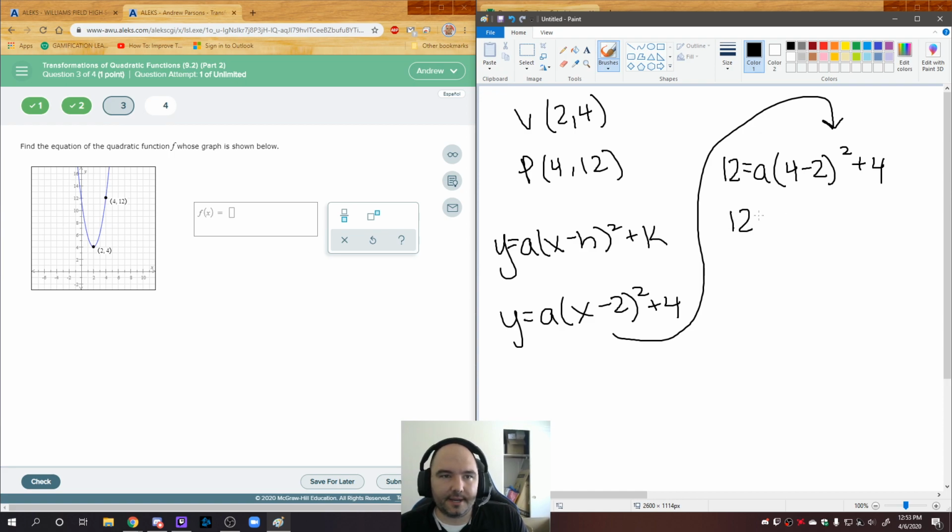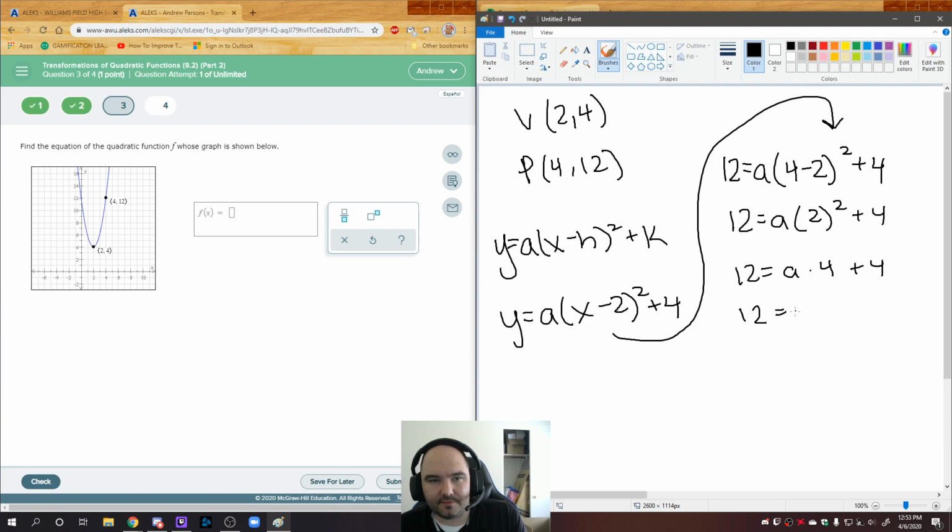But here, I'm going to get a 2 squared and 4. And this is going to be a times 4 plus 4. And since it was a times 1 in the past, I just wrote a because a times 1 is a, but a times 4 is technically 4a.